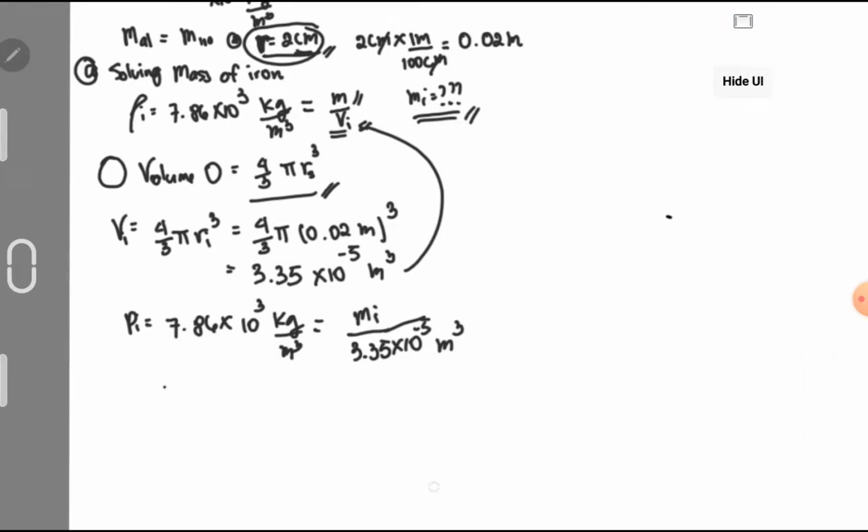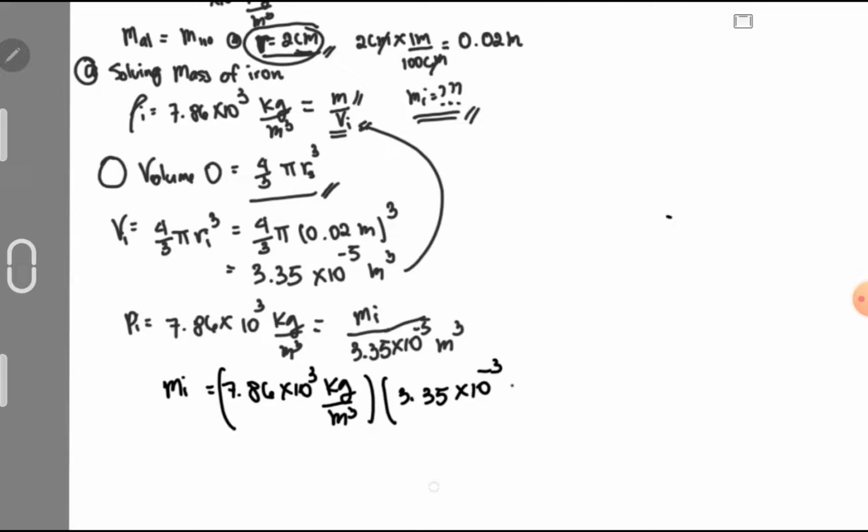So M is equal to 7.86 times 10 raised to 3 kilogram per meter cube multiplied by 3.35 times 10 raised to -3 meter cube. Canceling out your meter cube, you will have a unit for mass, which is your kilogram. That is the SI unit for mass.